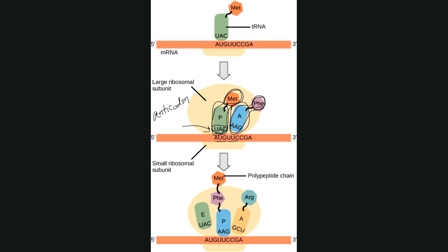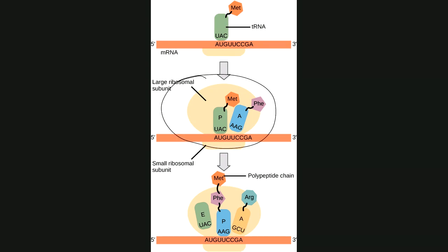what's going to happen is there's going to be a bond that's formed between the two amino acids. So notice up here in this figure, these amino acids are in no way connected to one another. Methionine and phenylalanine are not bonded together. But when this one comes in and bonds to this site, there will be a covalent bond that occurs between methionine and phenylalanine.